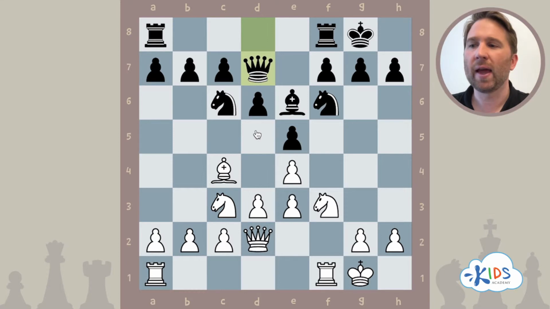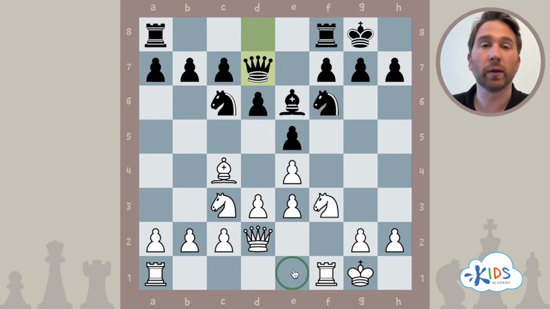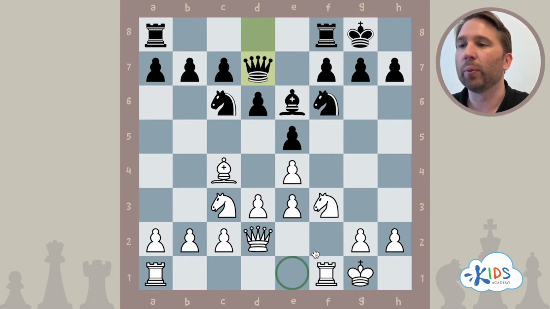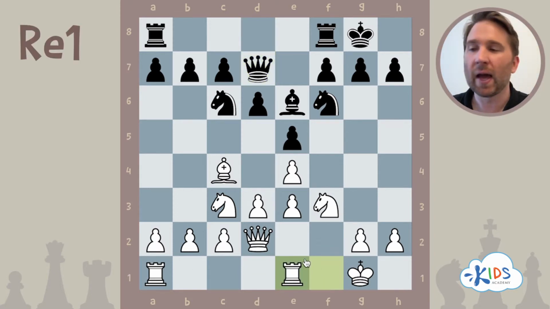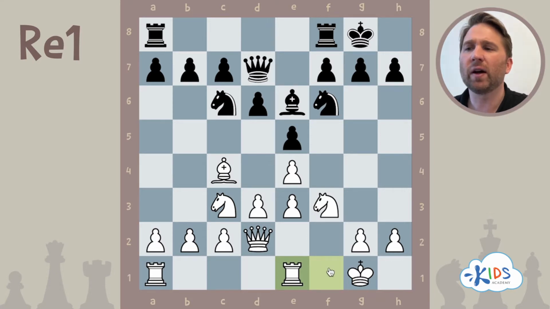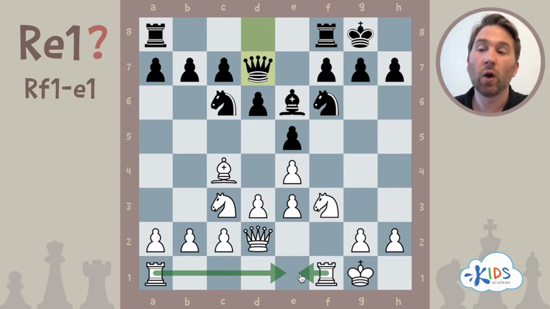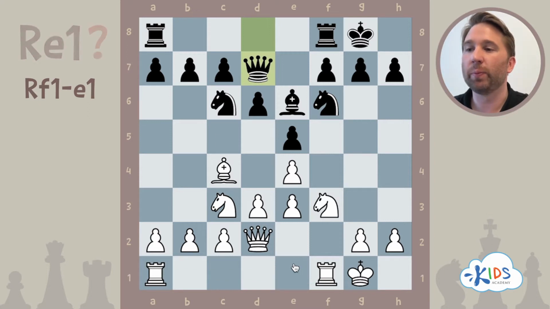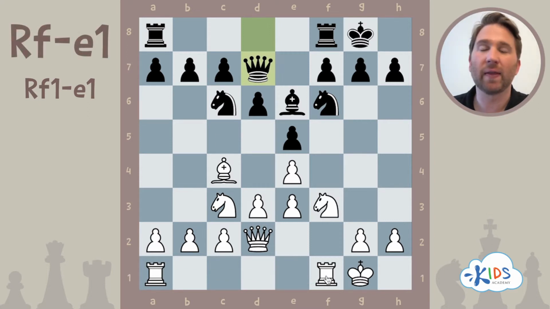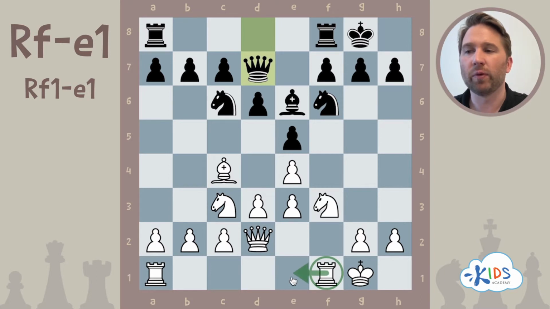It's white's turn, and if white wanted to put a rook on e1, using abbreviated chess notation, we would write this move as Re1. However, this is a little bit unclear, because in this position, there are actually 2 rooks that can go to e1. We could use expanded notation for this move and write Rf1-e1, or the abbreviated version would be Rfe1, and that tells us that a rook on f moved to e1.